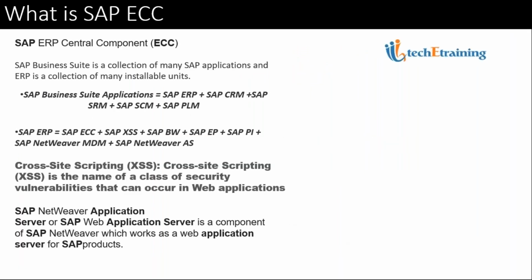So we all know ECC is a central component which consists of ERP, CRM, SRM, SEM, and PLM. This is a business suite. What is common in this is on-premise system. So on-premise means everything.